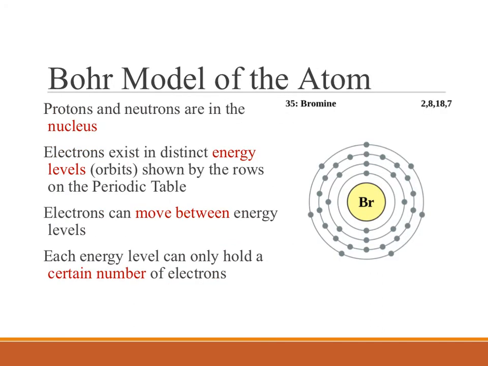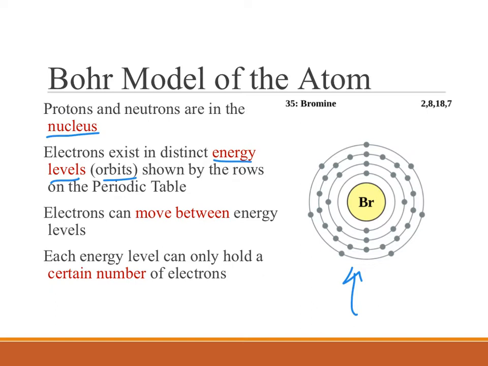Now you have done some illustrations of atoms using the Bohr model. If you remember, in the Bohr model, we indicate the protons and neutrons in the nucleus, often writing the number of protons and neutrons in the center of the model. Then electrons are arranged in distinct energy levels, or orbits, surrounding that nucleus, and the rows in the periodic table tell you how many energy levels you have in a Bohr model. So here for bromine, which is found in the fourth row on the periodic table, we have 4 circles around that nucleus showing 4 energy levels that can hold electrons.